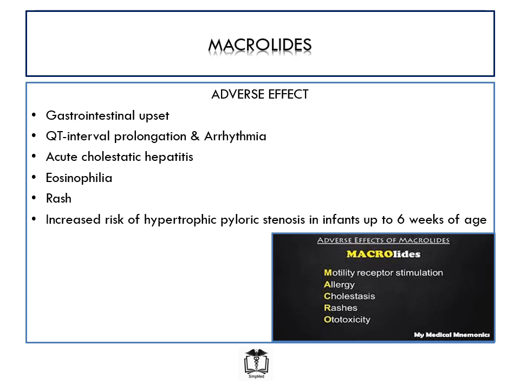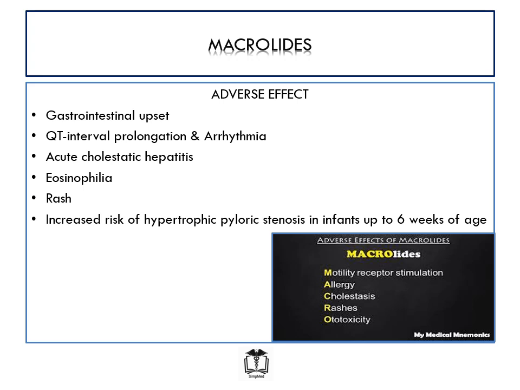Another very important adverse effect of macrolides is acute cholestatic hepatitis. Some of these macrolides are broken down in the liver, and also some of them are excreted in the liver, and they could lead to hepatitis as a result. Eosinophilia is also a side effect of macrolides, although rare. Someone could also have hypersensitivity reactions that could present as rash. Typically in infants, giving macrolides could increase the risk of hypertrophic pyloric stenosis, usually for infants up to about 6 weeks of age.